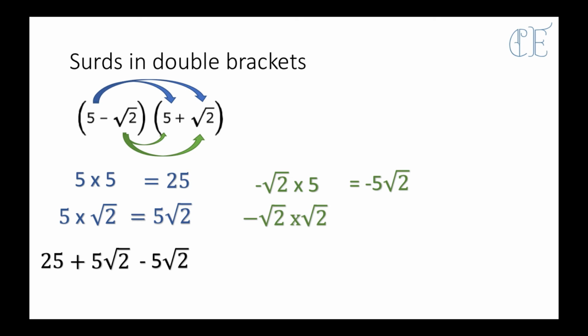If we're doing a minus times a positive, our answer will be minus. However, we're doing the square root of 2 times the square root of 2, which just leaves us with 2. So our final answer will be minus 2, and we'll put that on the end. As you can see, we have 5 root 2 and another 5 root 2 in our answer. But it's actually saying 5 root 2 take away 5 root 2. So those cancel each other out, and we're left with 25 take away 2, which is 23. So sometimes you get a nice neat one like that.